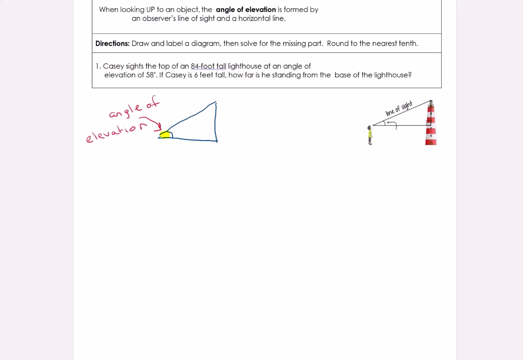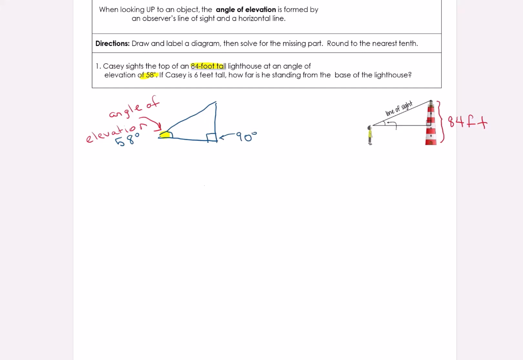We know that the lighthouse from the top to the bottom is 84 feet. That's how tall the lighthouse is. We know the angle of elevation is 58 degrees. That goes right here. 58 degrees is that angle. We also know this is a right triangle, which makes this angle 90 degrees.